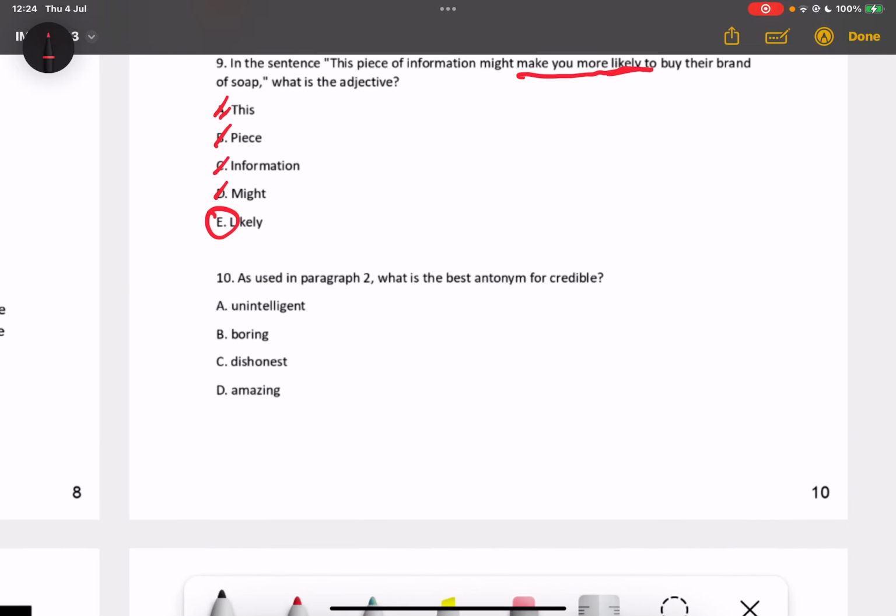Next is 10. As used in paragraph 2, what's the best antonym for credible? Now remember, antonym is something with opposite meaning. Credible is someone who has lots of credibility, this is the one about ethos, they can be trusted. So it could also be like honesty. For 10, it's not going to be unintelligent because credible doesn't mean intelligent. Not going to be boring because credible doesn't mean someone exciting. C, dishonest. Well, credible is someone that's honest, so it could be this. Amazing, not necessarily. So the answer to 10 is C.